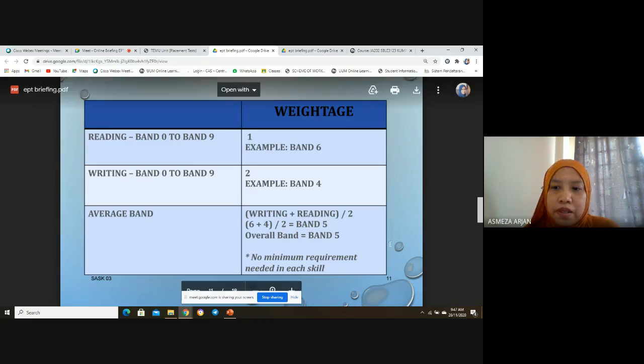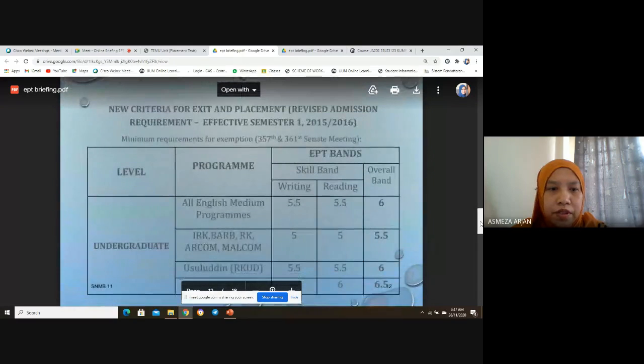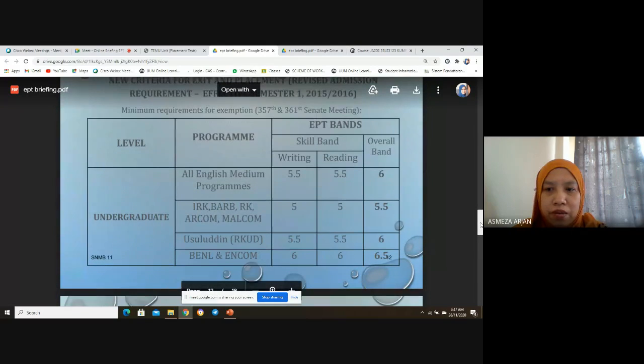In order for you to be exempted and to proceed to your kuliah, it is very important for you to pass this requirement. This requirement is not from us; it's from your kuliah. Your kuliah wants to make sure that all of you are prepared and ready before you can be sent to kuliah. Okay, next one.